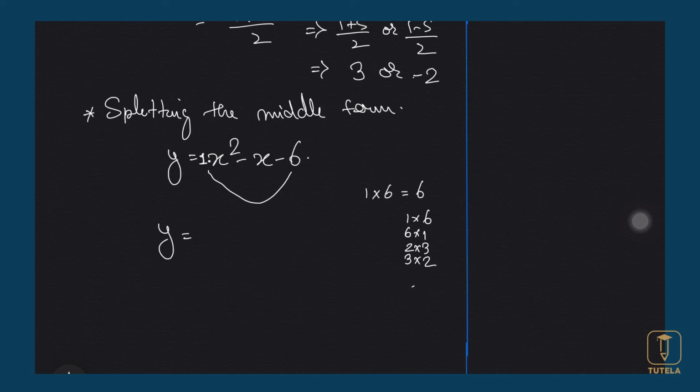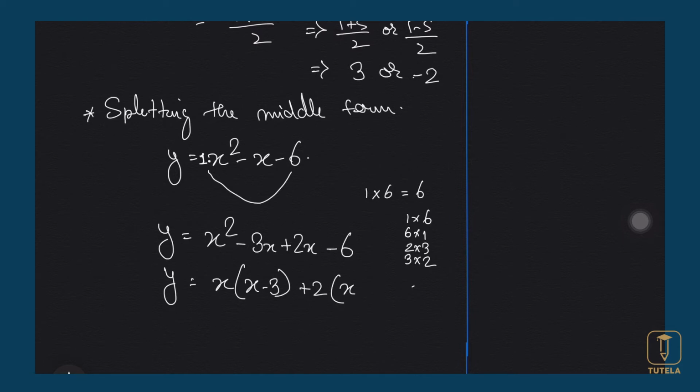So I'll be writing y equals x square minus 3x plus 2x minus 6. Taking x common out of x squared and 3x, I'll get x minus 3. Taking 2 common out of the remaining terms, I'll get x minus 3. Taking x minus 3 common, I'll get x plus 2. And here, we are equating it to 0. That means when the product of two numbers, that is a into b, is 0.